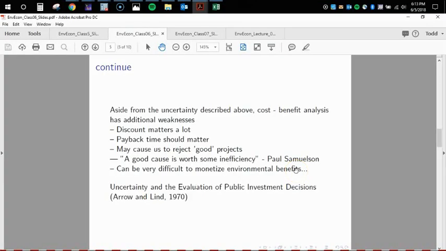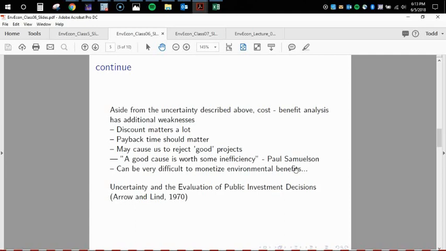All right, so aside from what I just mentioned about not really knowing sometimes about whether the costs and benefits that you assume are actually going to occur, there's always some uncertainty there. Benefit cost analysis has additional weaknesses. I mentioned the discount factor matters. Payback time should matter as well. In other words, how quickly a project pays for itself tends to matter, although that can cause folks to override what are potentially good or bad projects by focusing too much on how quickly they pay back themselves. This may cause us to reject good projects when we otherwise shouldn't.